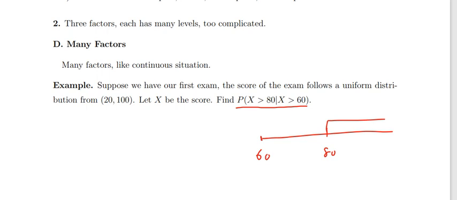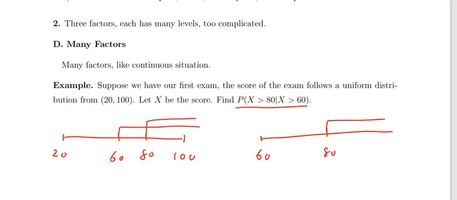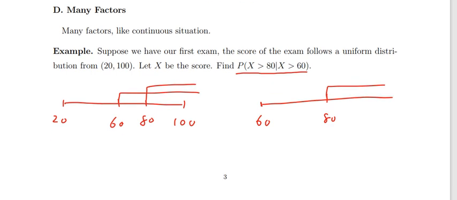Let's say X is uniform from 20 to 100. The condition is 60, and then 80. So we just check the probability for 60. The probability of larger than 60 is only 40, right? So among the 40, how much is larger than 80? So 20.